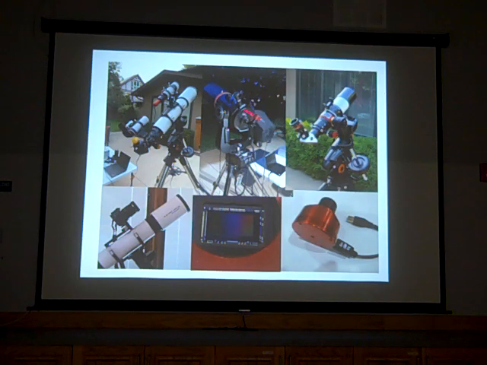The first scope I had is this 8-inch Schmidt-Cassegrain. It's a Meade, focal length 2000. It's an f10, and here it's set up to do some planetary imaging. I have my camera attached where the eyepiece goes and running into my computer.